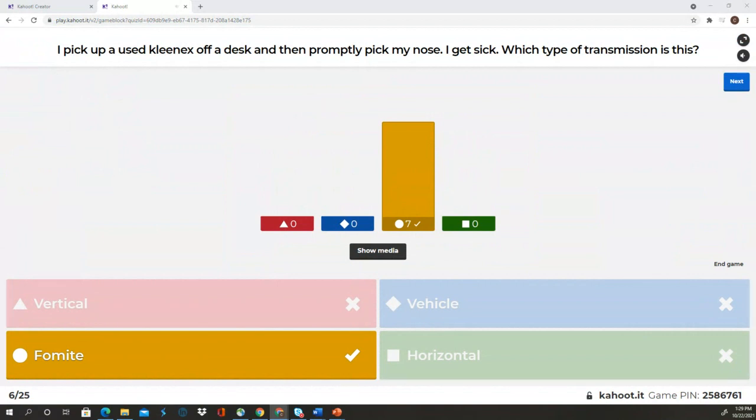Keep hearing sounds and I don't know where they're coming from. Okay, yeah, so I pick up a Kleenex off the desk and then I promptly pick my nose, I get sick. So that is going to be fomite transmission.